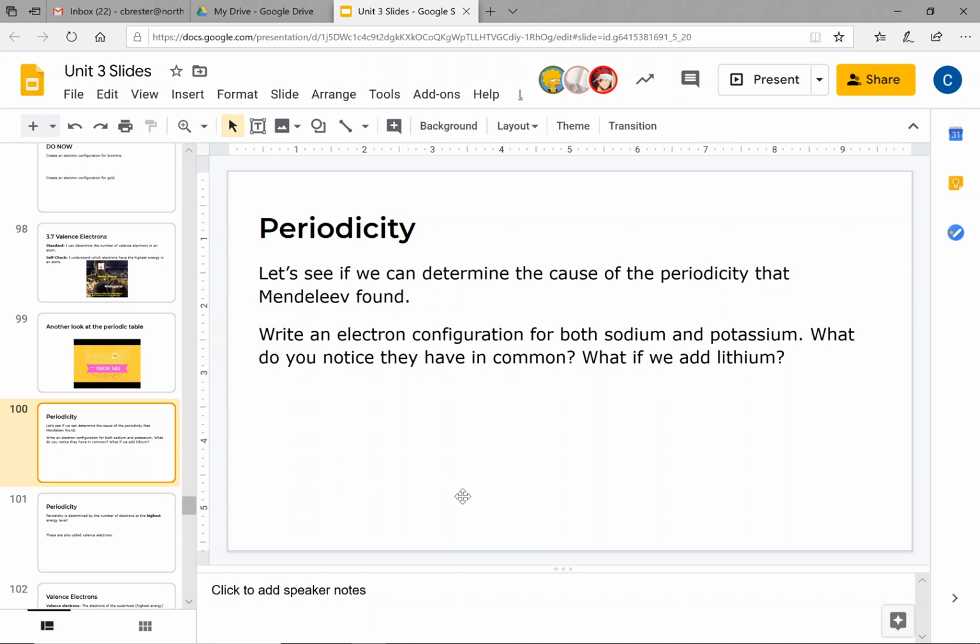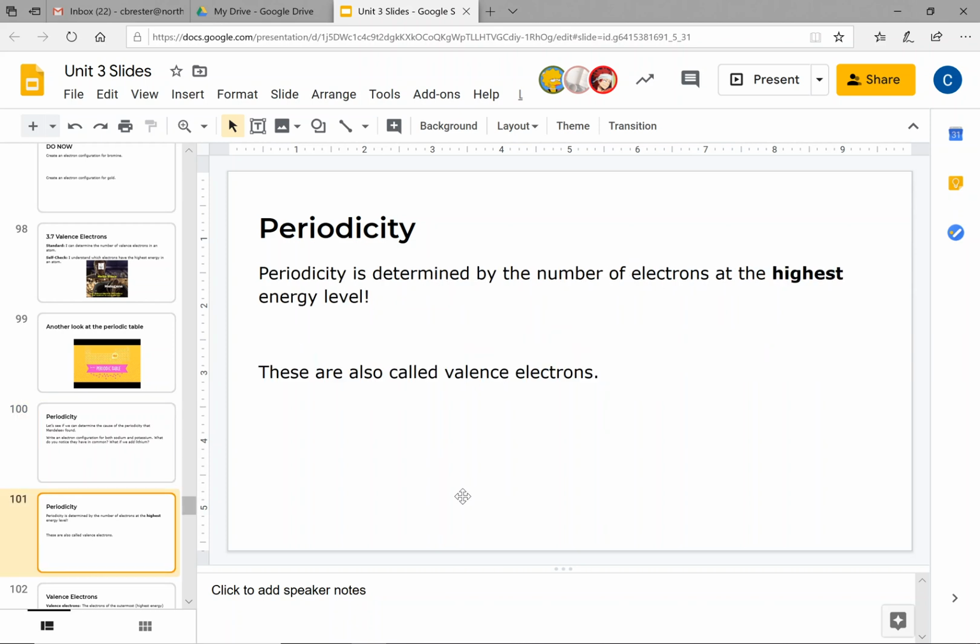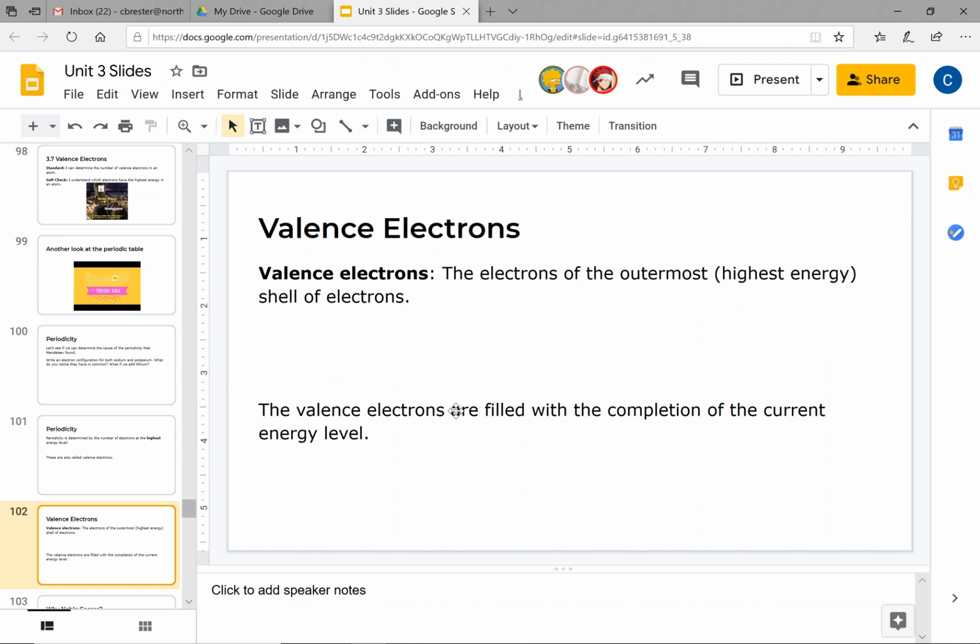is that these elements that are in the same columns, which we call groups, share similar properties because they have a similar number of electrons in that highest energy level. So that periodicity, those reoccurring properties of elements, are determined by how many electrons they have in their highest energy level. And we call these valence electrons. If you want to get this down in your notes, valence electrons are the electrons of the outermost shell, those electrons that have the highest energy.